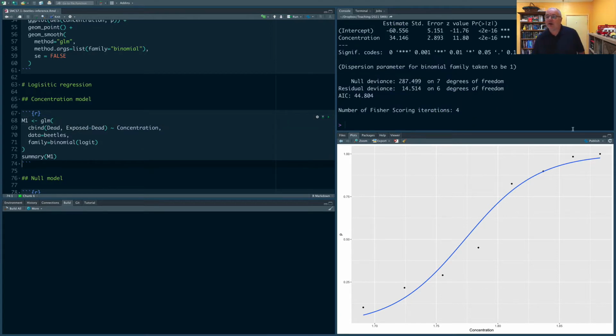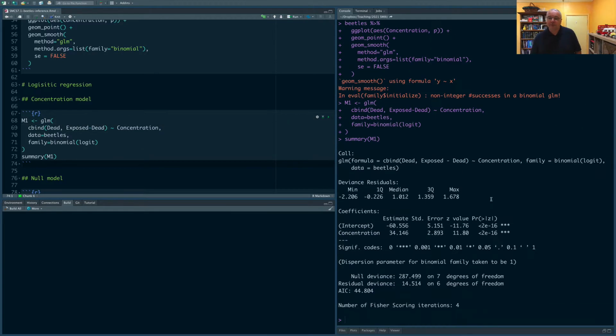And here is our output. So let's break it down. First of all, here is our beta 0 and our beta 1, our intercept and our slope in our link function. We can now test if these may be equal to 0. Usually the slope equal to 0 is the interesting one because it's asking the question, is there a relationship between probability of death and concentration?